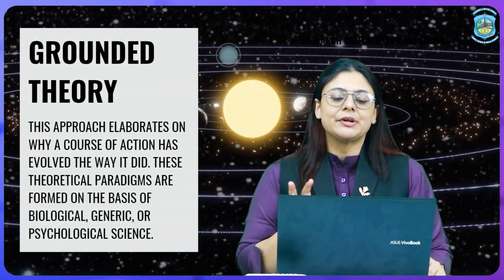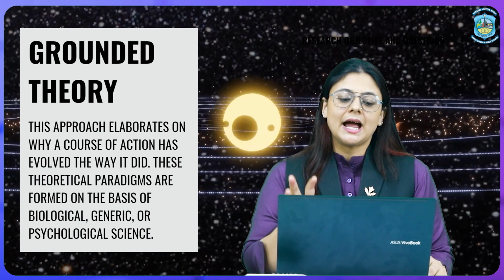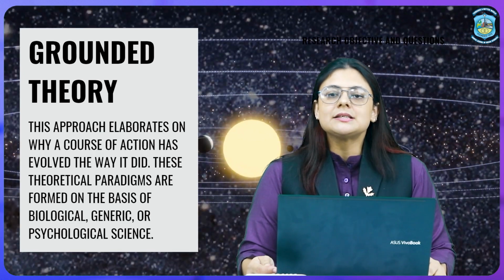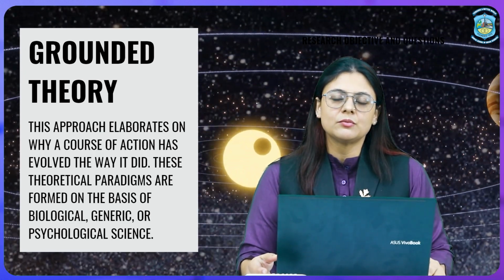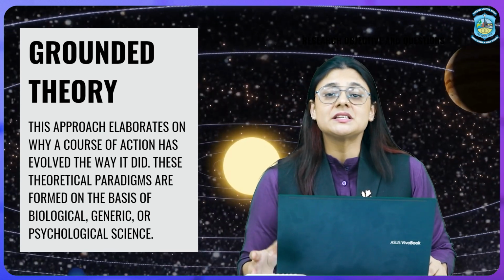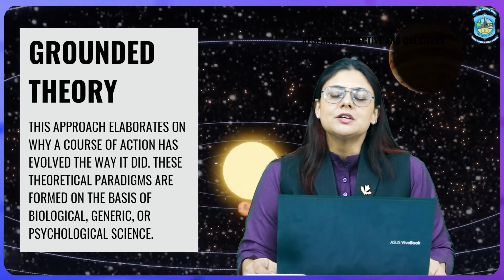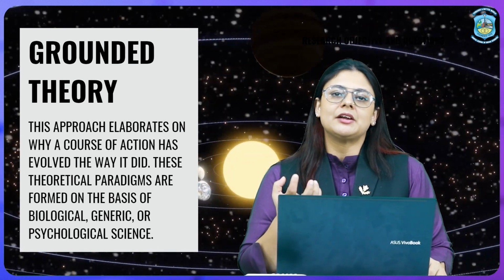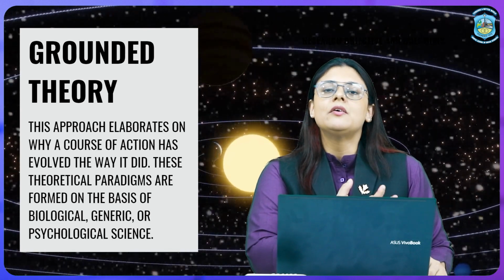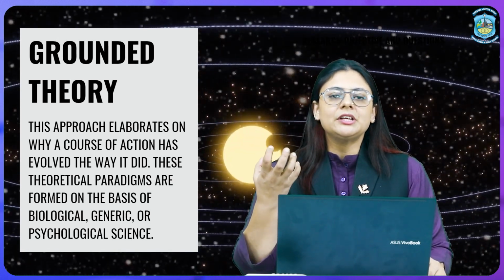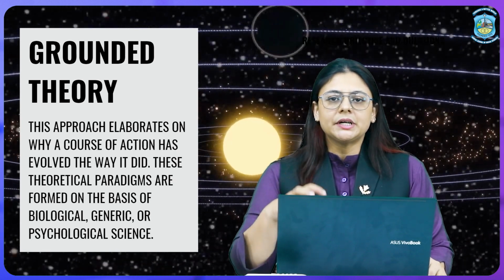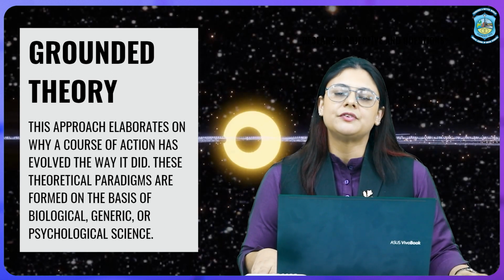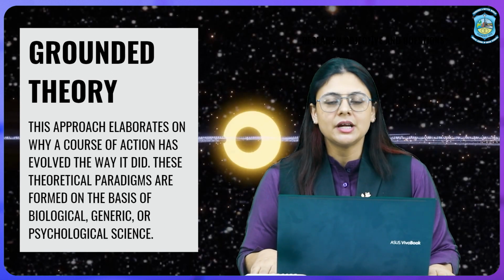This approach basically elaborates on why a course of action has evolved the way it did. Let's say, for example, if you're talking about the solar system, there are several theories. The Big Bang theory, of course, is one of the most explainable reasons why the universe came into being. So if you talk about the solar system today, why is it so? You have certain facts, findings and theories in the existing literature review. So when you state how and why a particular thing is happening today because of certain reasons that are embedded in the past, embedded in the literature review, then you are using a grounded theory approach.